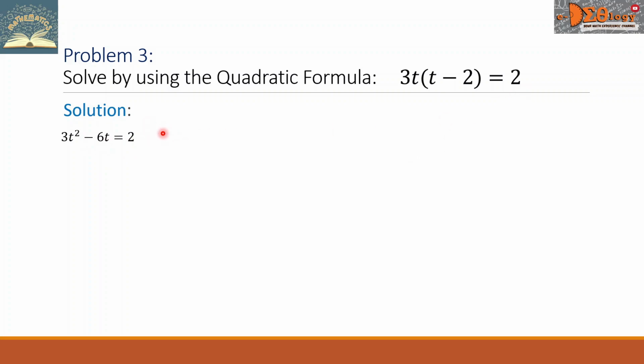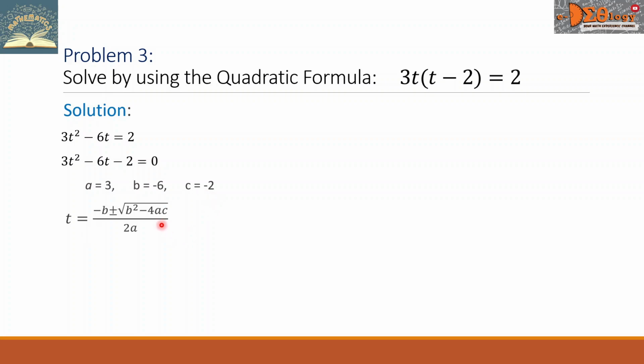Let us now make this in standard form. Let's make the right side equal to 0. The constant 2 we transpose to the left. So it becomes negative 2 and this is now equal to 0. From here we can now collect the values for A, B, and C. A is 3, B is negative 6, and C is negative 2.